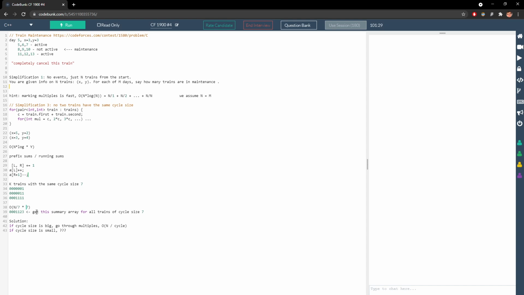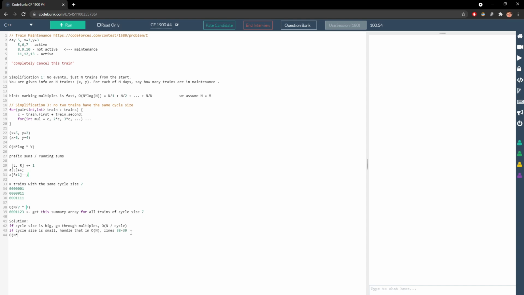I mean, this is very slow, no? We can handle one cycle size in linear time, O of n. And at most we have square root of n small sizes. But with this, I don't see how we can generalize to different starting times for trains.